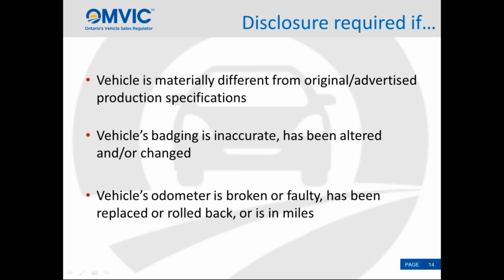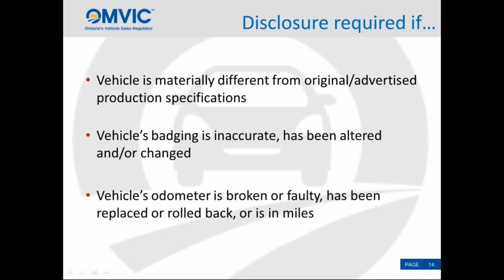Continuing on, if the vehicle, and this is going to take an inspection of the vehicle because this information is not readily available, as a result of accidents or other incidents, is it materially different from the original or advertised production specifications? And after 17 years of dealing with this stuff and the regs, I don't know if I've ever seen something like that. So that's not something we run into all the time.